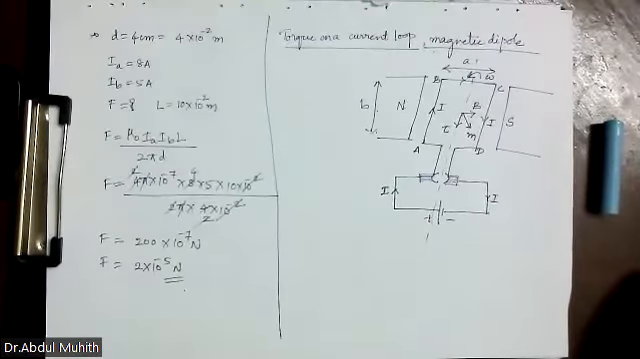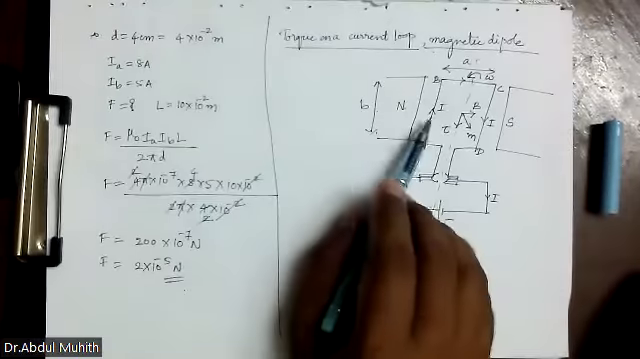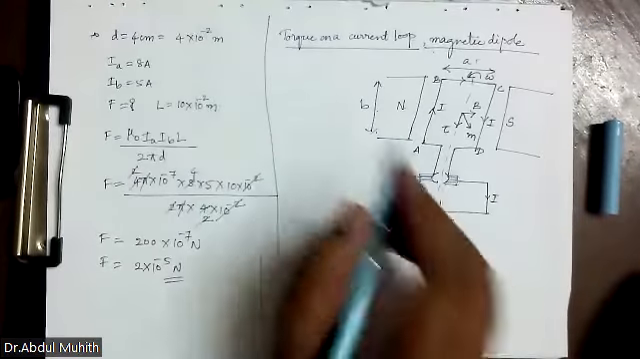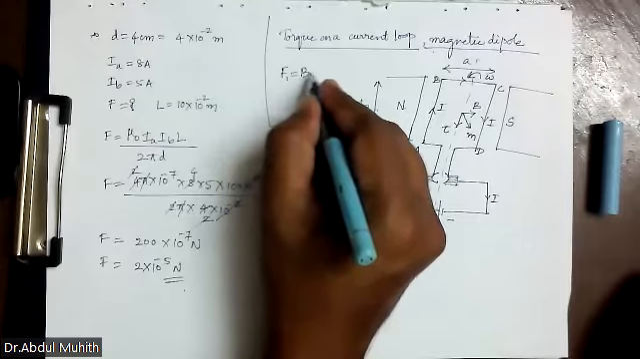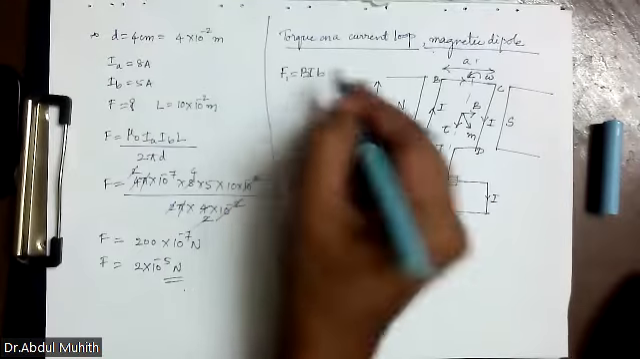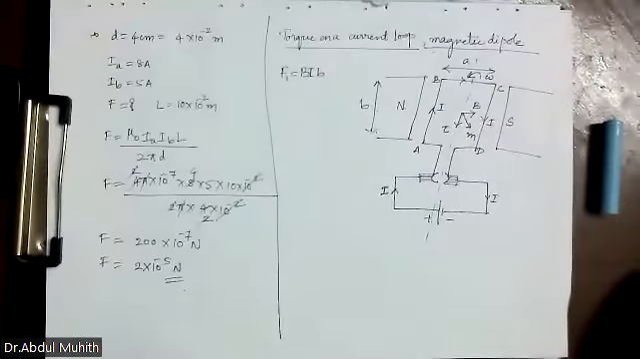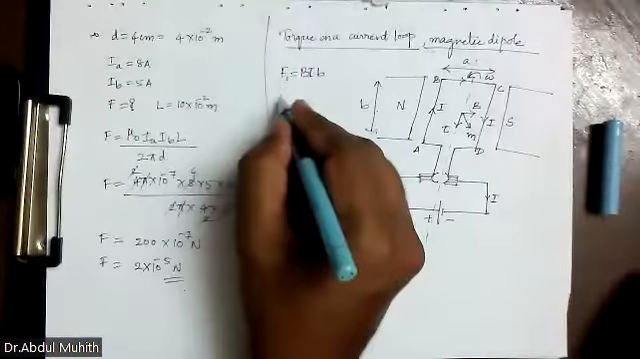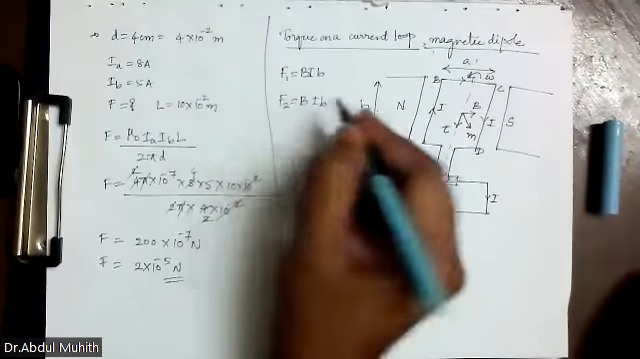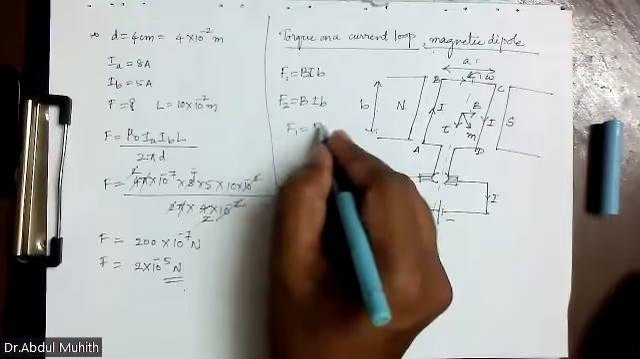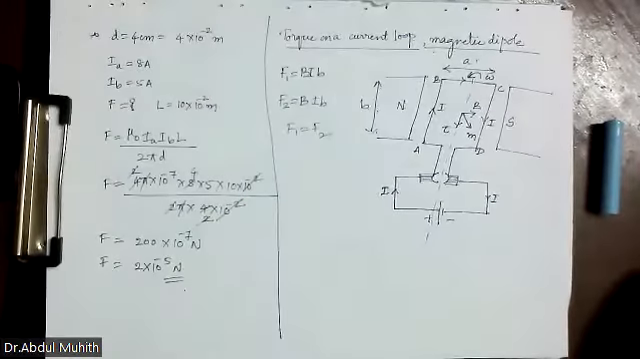So we already know that when a current carrying conductor is placed in a magnetic field, the force F1 is equal to BIL sin theta. What is the length? Length is B. Similarly, the second wire is also in the presence of the magnetic field. That is also BIB. So F1 will be equal to F2.